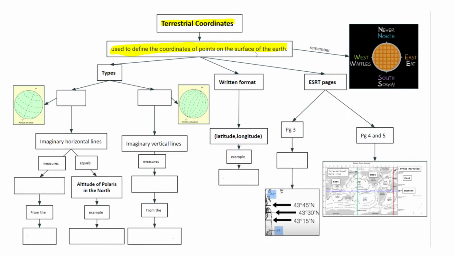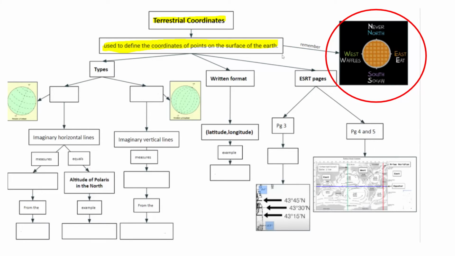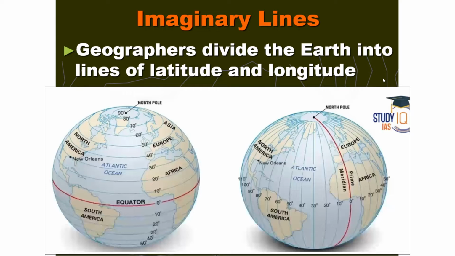So make sure you have your note packet in front of you, and this is already written down for you. Terrestrial coordinates are used to define the coordinates of points on the surface of the Earth. Now, for this unit, you're going to need to know your directions, right? Like north, south, east, and west. So if you have trouble remembering this, remember never eat soggy waffles. Never north, eat east, soggy south, waffles west. And it goes clockwise. Maybe this will help you remember where your north, south, east, and west is. And this can also be found in your note packet.